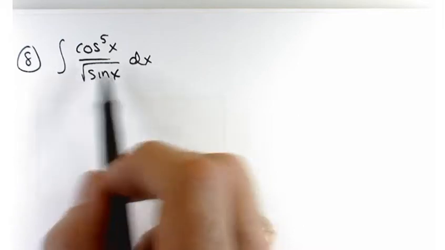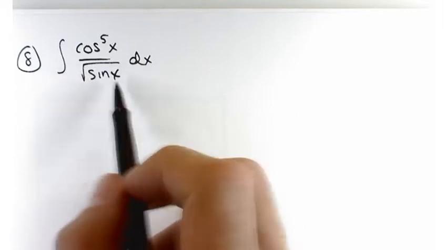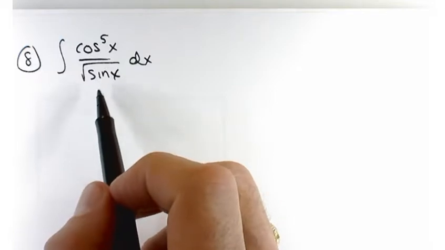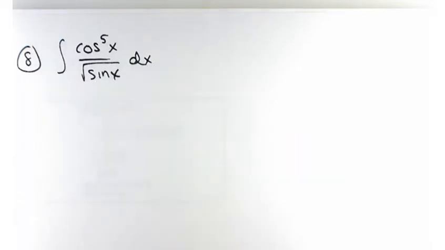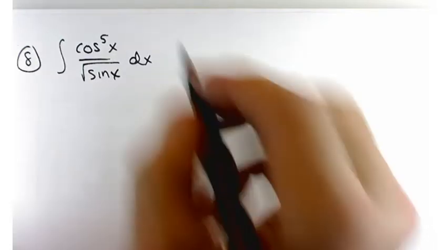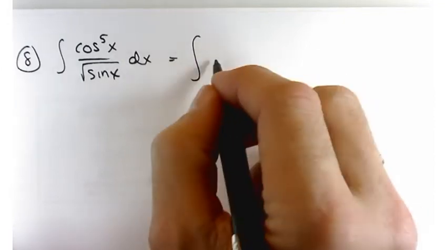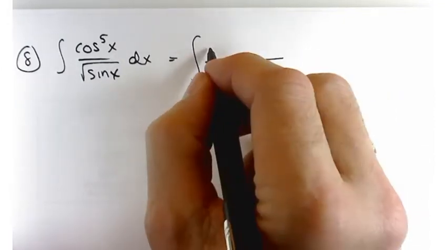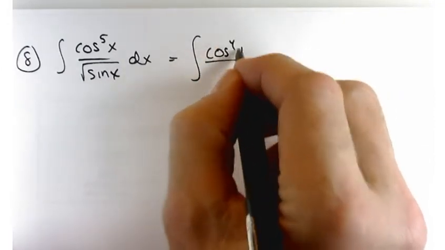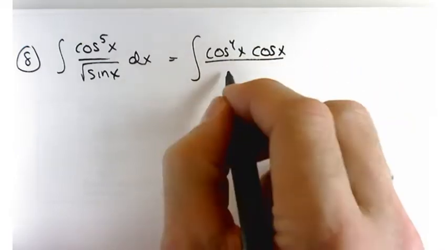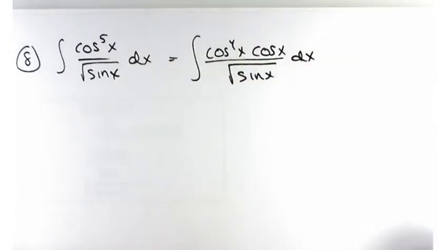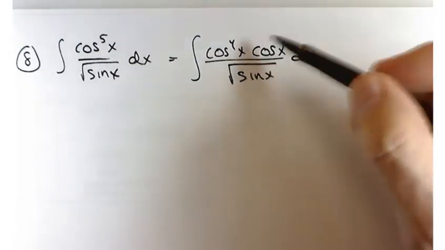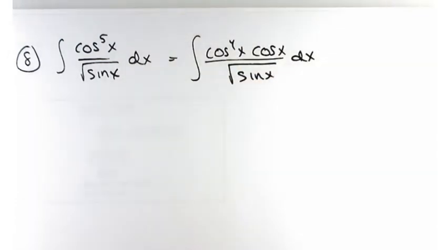Realistically, I'd like to get rid of that sine of x here somehow with a u substitution. So if u is equal to sine of x, what should be in my du term? Cosine of x. So let me start by splitting off a cosine. So I'll write that as cosine to the 4th of x times cosine of x over the square root of sine of x dx. Now I've got a good candidate for a du term.